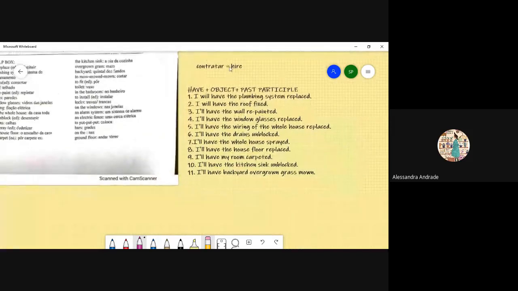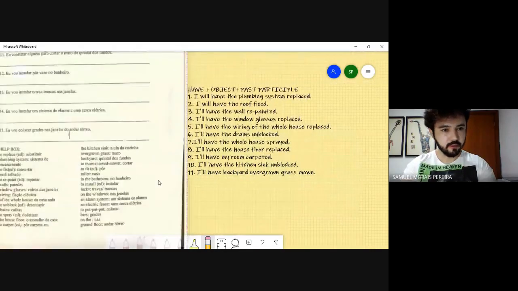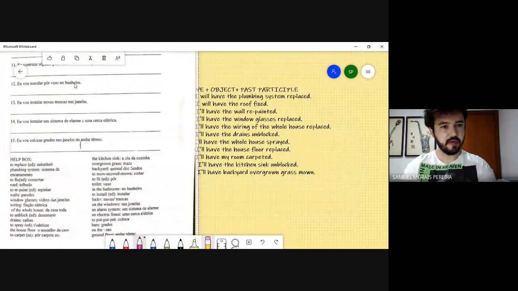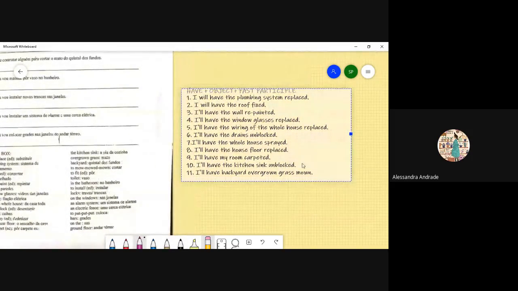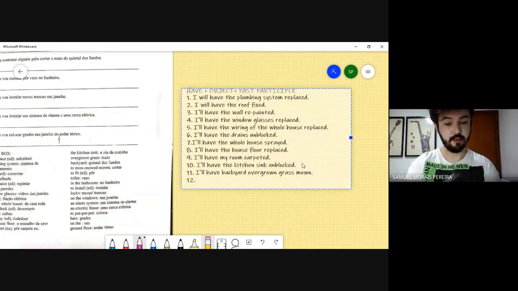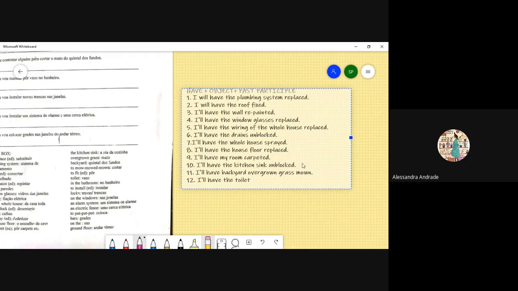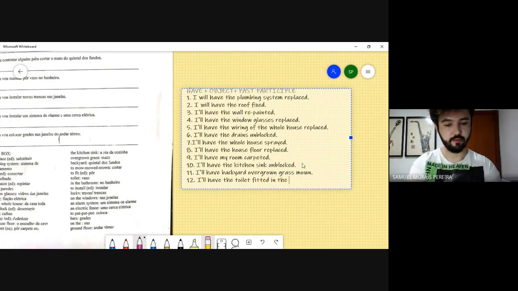Okay. So just a moment. Number 12 is, eu vou mandar pôr vaso no banheiro, Alessandra. Okay. I'll have the toilet fitted in the bathroom. Yes, I'll have, right? Você disse the toilet, assim? The toilet fitted in the bathroom. I'll have the toilet fitted in the bathroom.